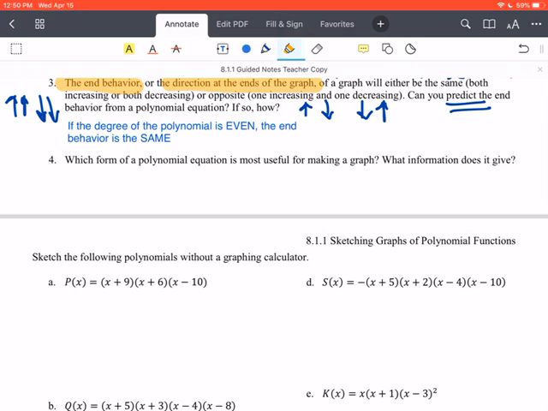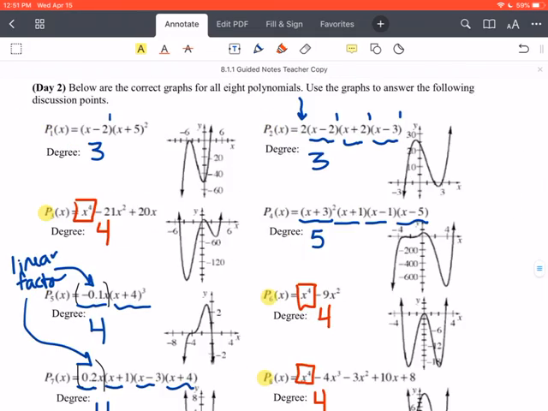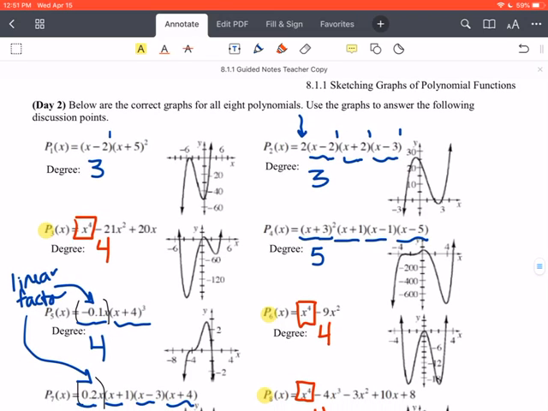I am going to use my red highlighter here, and we are going to find all of the polynomials that are even, and let's look at the end behavior, which is the arrows at the end. Where's our first even degree? P3. 4 is an even number. Let's look at the direction of the arrows. The first arrow on the back end is pointing up, and the second arrow is pointing up. So those directions are the same, up, up.